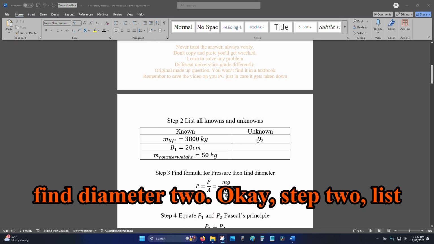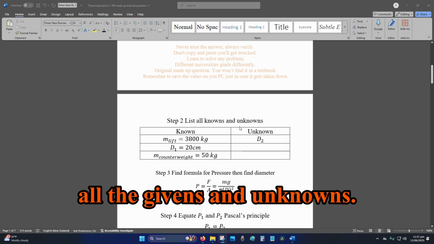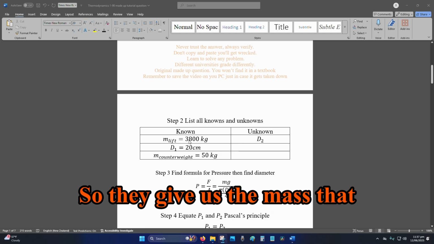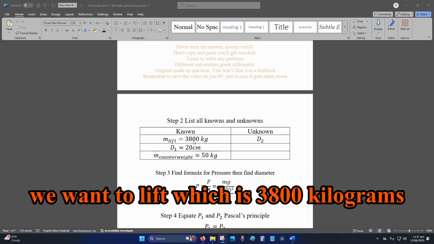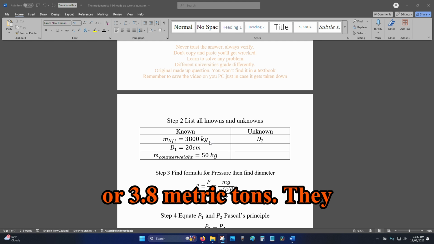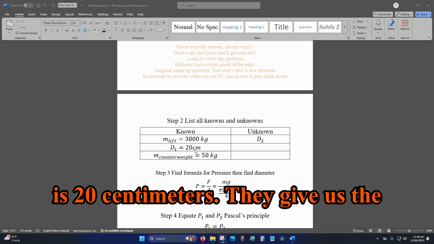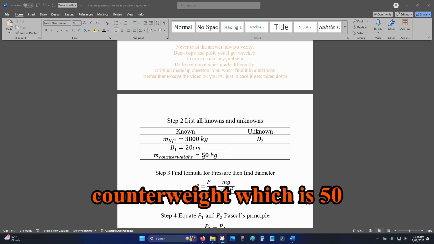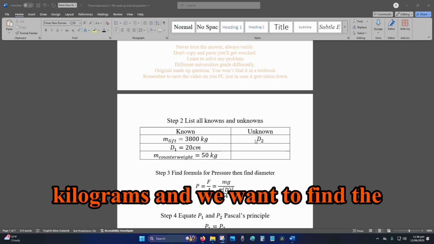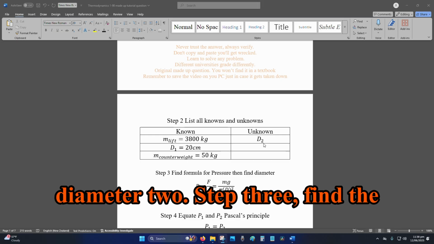Okay, step 2, list all the givens and unknowns. So they give us the mass that we want to lift, which is 3,800 kilograms or 3.8 metric tons. They give us the diameter 1, which is 20 centimeters. They give us the counterweight, which is 50 kilograms. And we want to find the diameter 2.